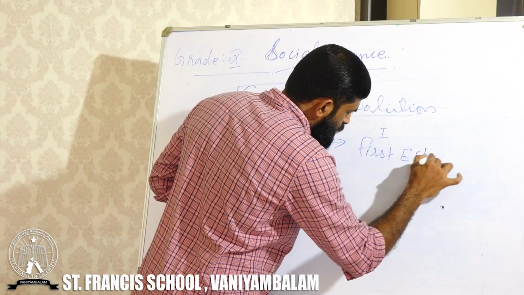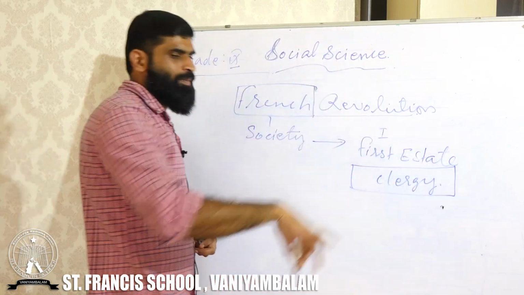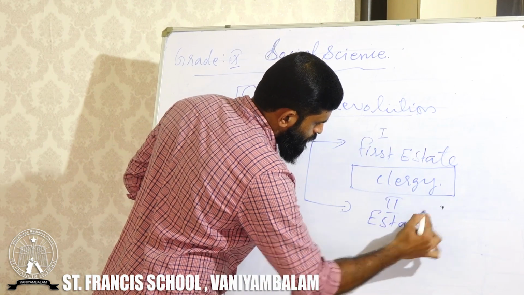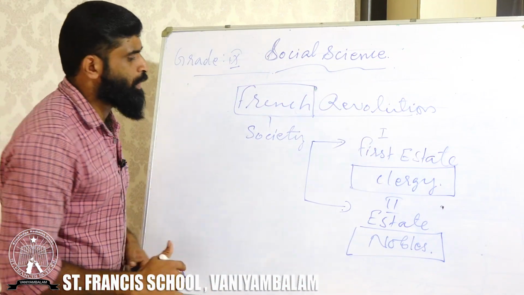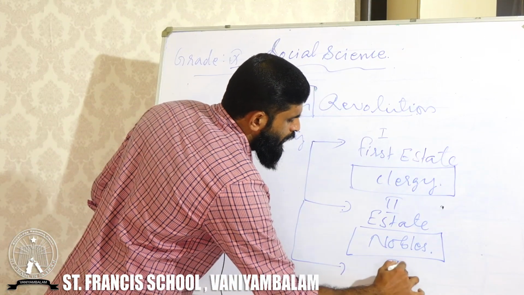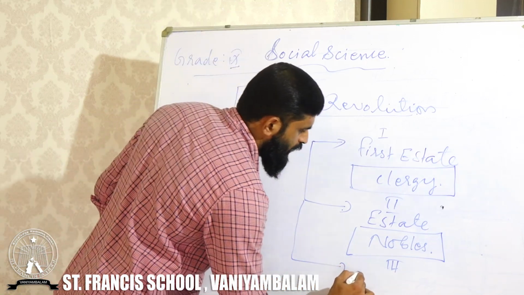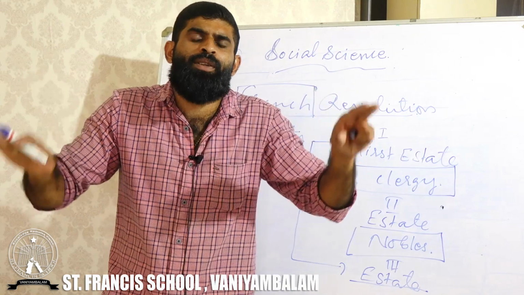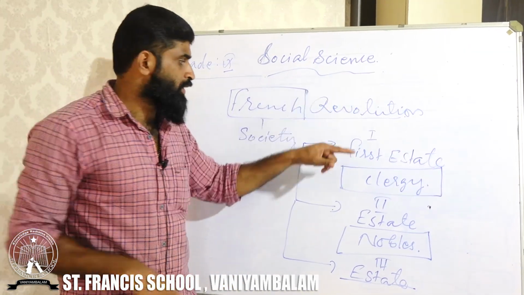The first one is the first estate. The first estate involves the clergy. The second strata is the second estate, which involves nobles. Nobles means rich people. Clergy means the ruling class. We'll be discussing all those. The third one is the third estate, not the fourth estate. The whole common people belonged under the third estate. All the rich belonged in the second estate. All the rulers belonged in the clergy.